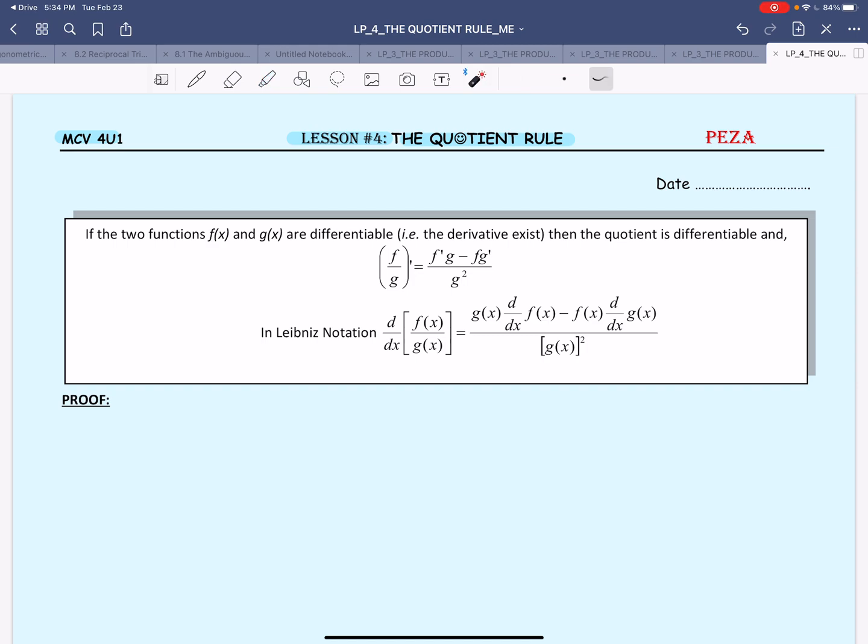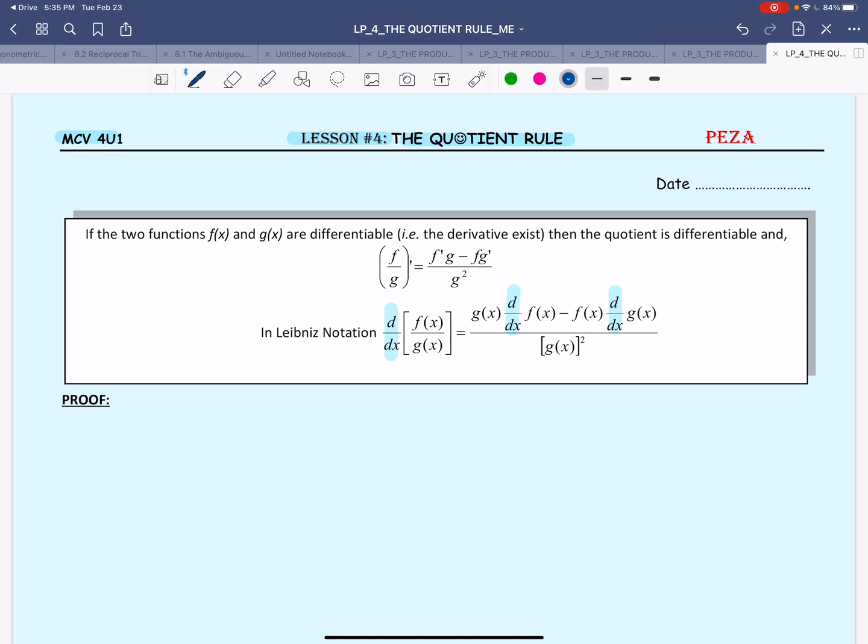If two functions, f of x and g of x, are differentiable, which means their derivatives exist, then the quotient is differentiable. And the derivative of the quotient will be f prime g minus f g prime, divided by g squared. In Leibniz notation, we say that d/dx of f of x over g of x equals g of x times the derivative of f of x minus f of x times the derivative of g of x, divided by g of x squared.